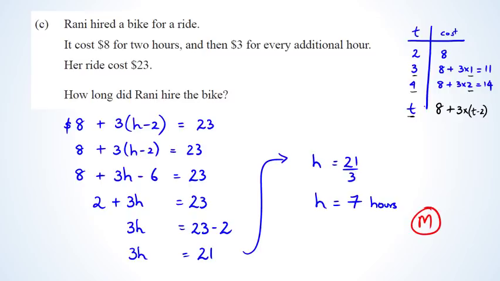So this was a merit question. Well, this is a merit question. Yeah, and that's it for this question. Go to the next one now.